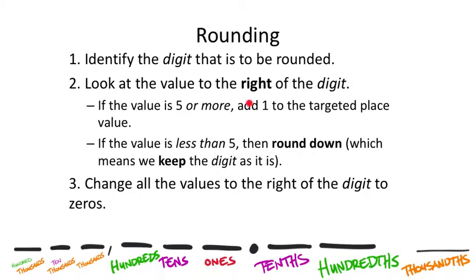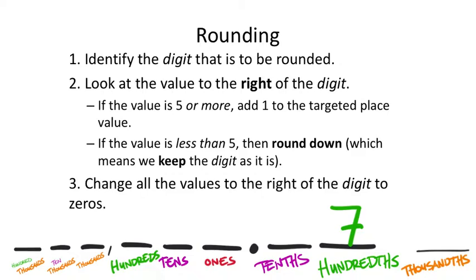Then after we know whether we're adding 1 or just keeping that target value the same, we change all the values to the right of that digit to zeros if there are any. So in other words, let's say I was to round to the nearest hundredths, and in the hundredths place value, it doesn't really matter what this is, let's say it's a 7. If the number to the right of that 7, in the hundredths place value which is my target place value where I'm rounding, were a 3, then I would keep the 7 the same, and then we pretty much get rid of everything to the right, including here the thousandths place value.